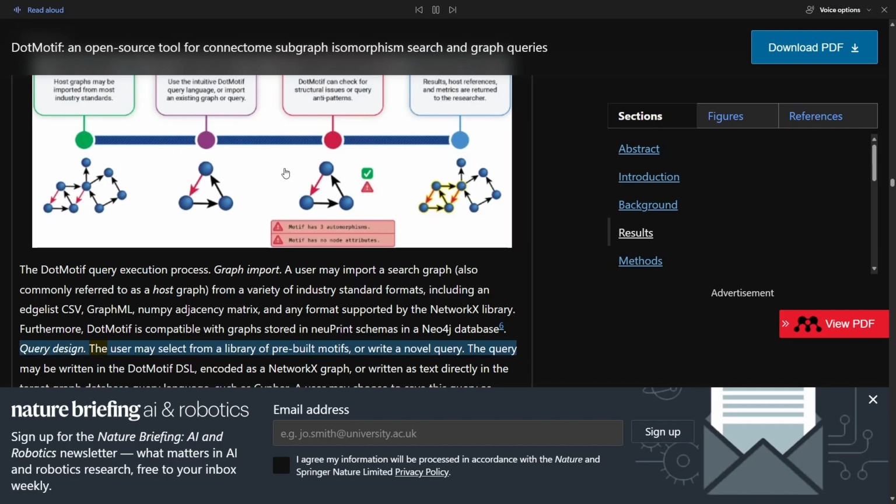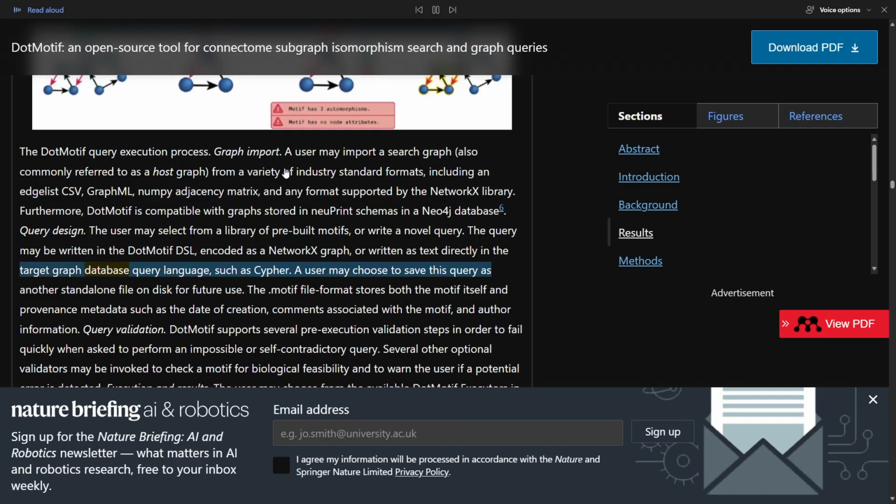Query design. The user may select from a library of pre-built motifs or write a novel query. The query may be written in the DotMotif DSL, encoded as a NetworkX graph, or written as text directly in the target graph database query language, such as Cypher. A user may choose to save this query as another standalone file on disk for future use. The DotMotif file format stores both the motif itself and provenance metadata, such as the date of creation, comments associated with the motif, and author information.